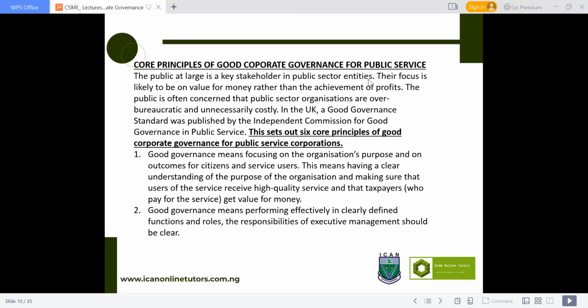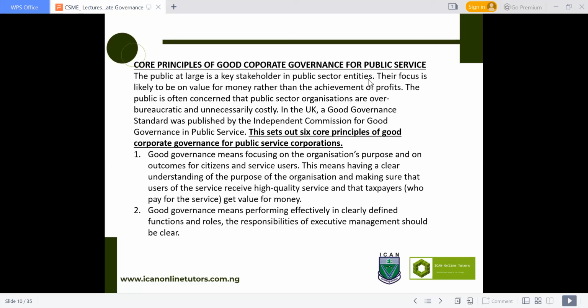That is, this particular commission set out how many principles? Six core principles of good corporate governance for public service corporations. Okay. Number one, good corporate governance means focus on the organization's purpose and outcomes for citizens and service users.